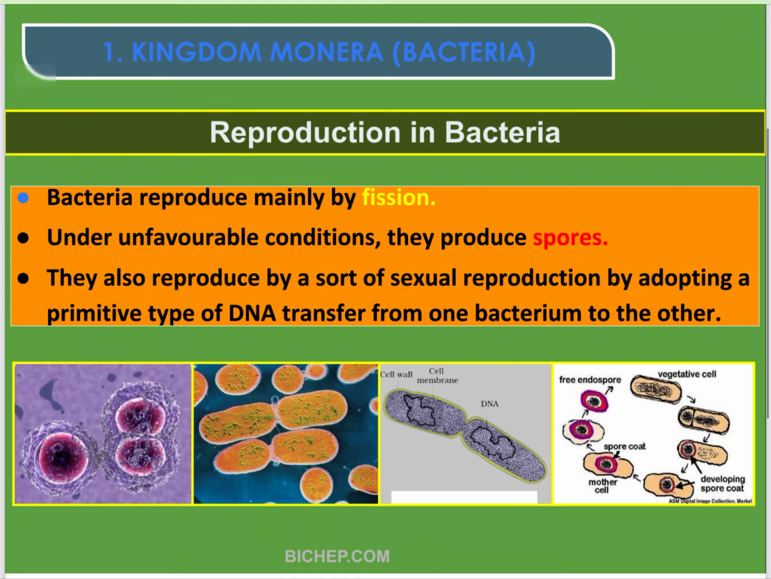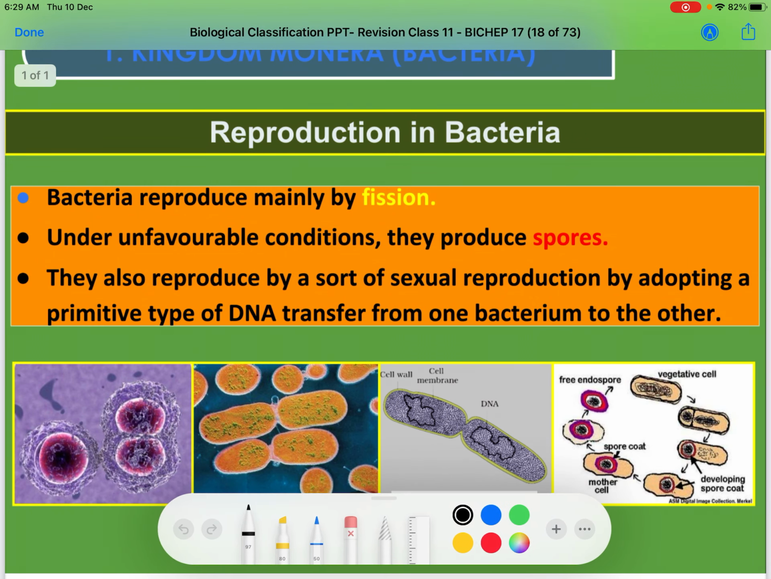Now if I talk about the reproduction method of the bacteria, the main reproductive method is fission. Now fission is simply dividing from one into two. So if one cell is dividing into two, it is simple fission. Ready? Under unfavorable condition, they form spores.